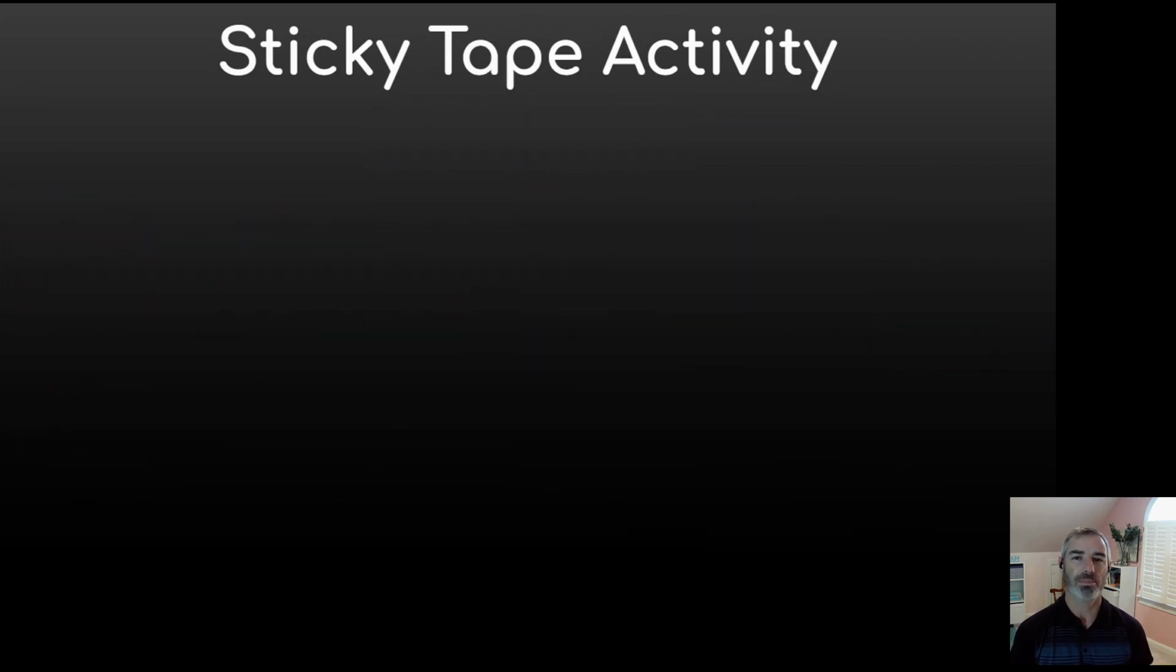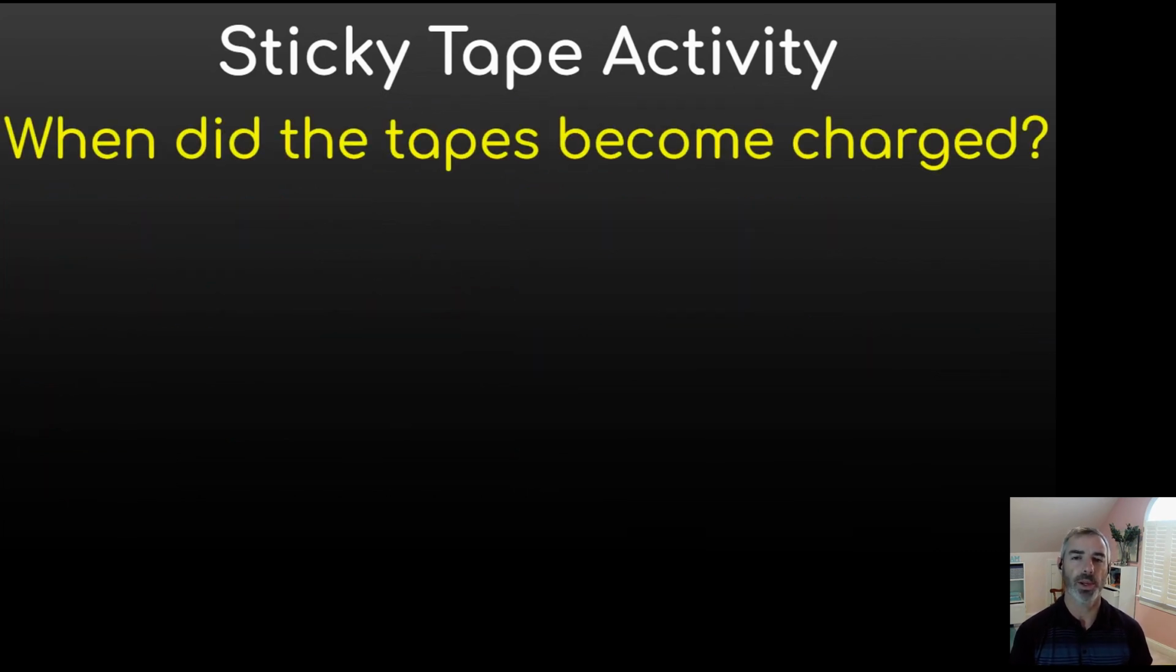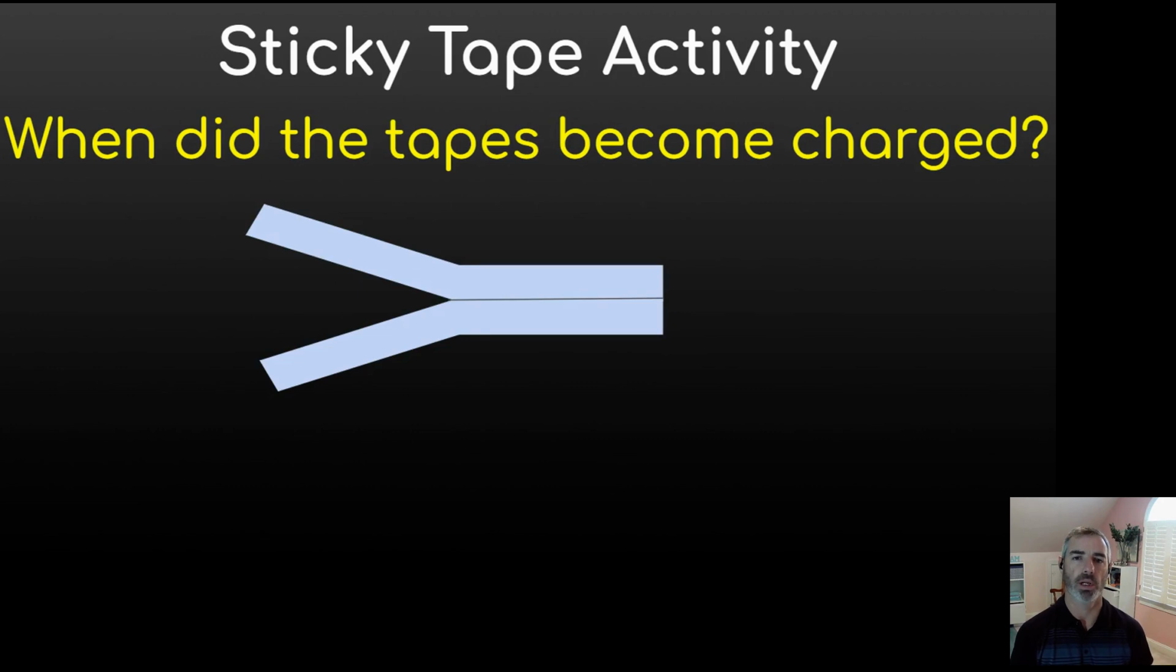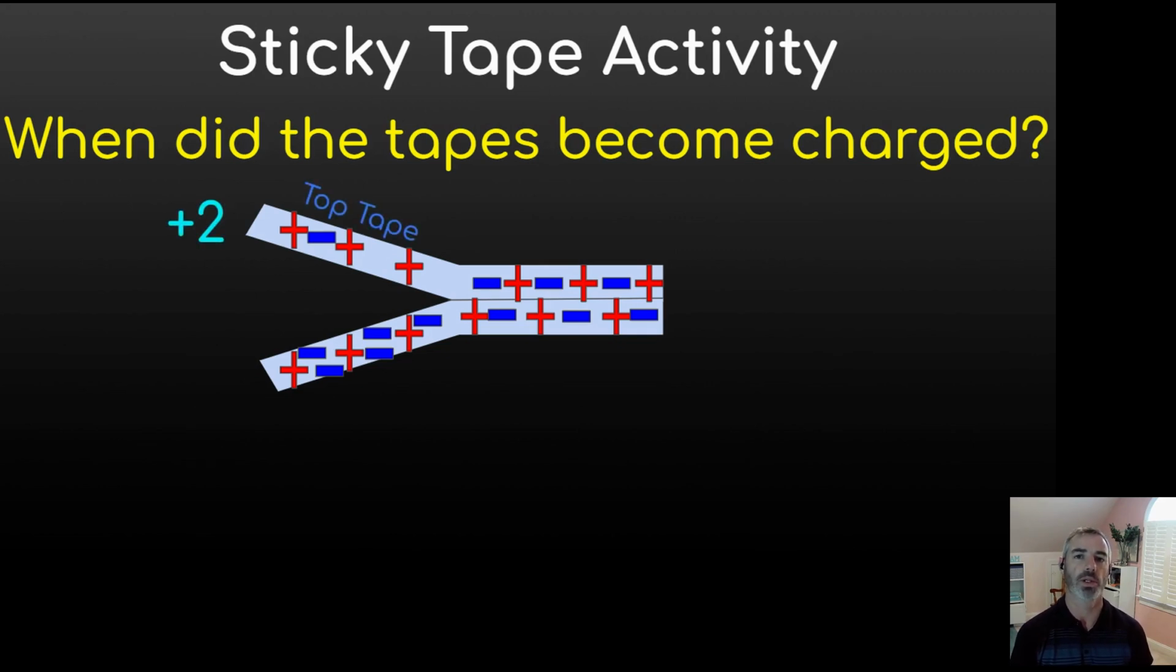So when did the tapes become charged? Let's go ahead and look at two pieces of tape on top of each other. We've got a bottom piece and a top, and we rip part of them apart. Now the parts that are not ripped apart are neutral, so they both have equal positive and negative charges. But for the parts that were ripped apart, the top tape lost electrons, which made it positive. We'll call that +2 since it lost 2 electrons.